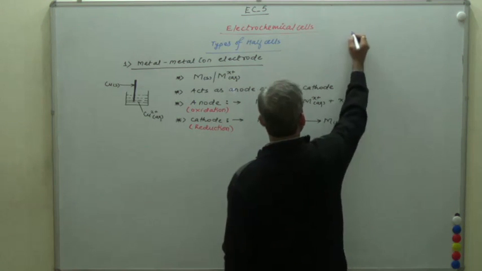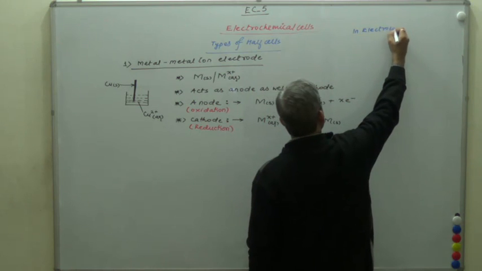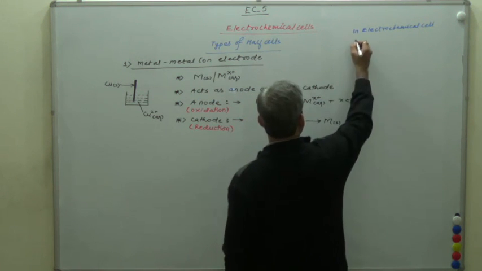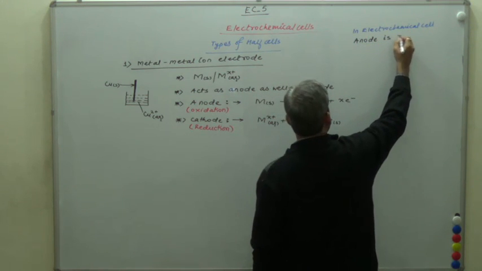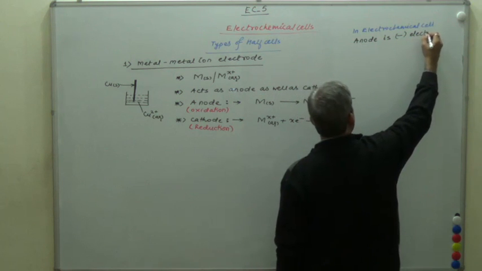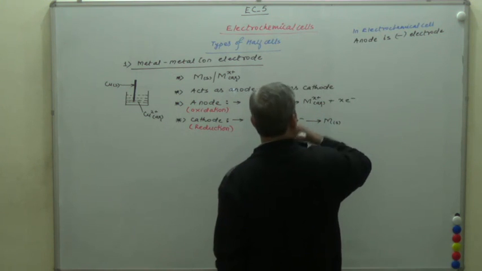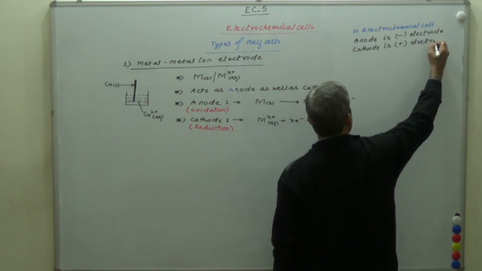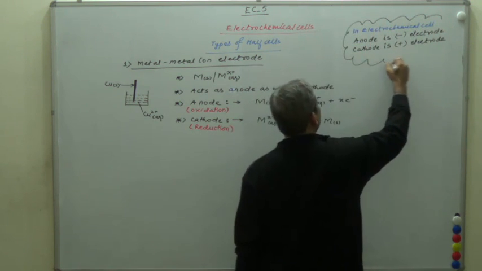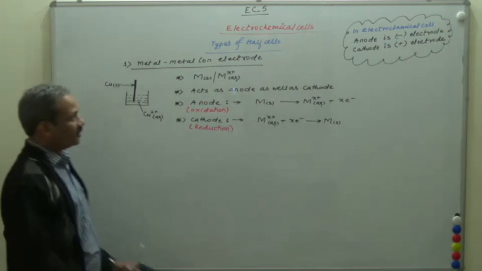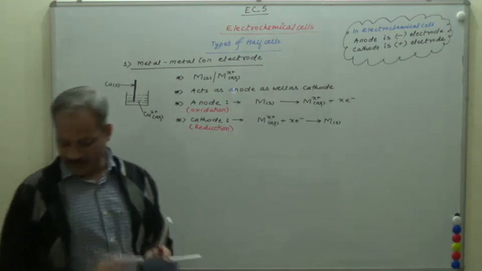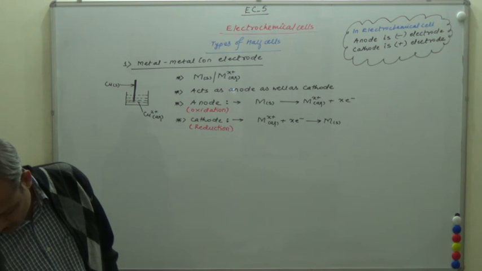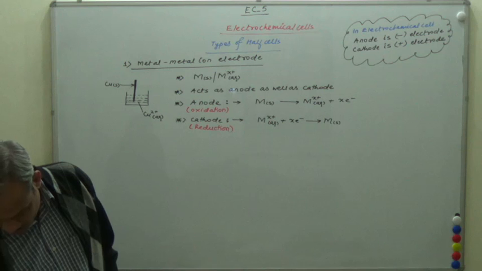In electrochemical cell, the polarity of anode: anode is negative electrode and cathode is positive electrode. Remember that the polarity of anode and cathode in electrochemical cell and in electrolytic cells are different. Polarity of these two electrodes in electrochemical cell and in electrolytic cells are different.